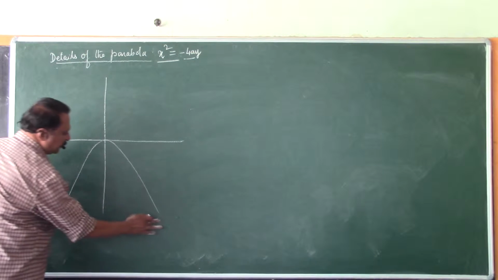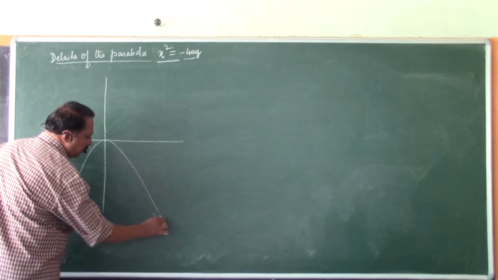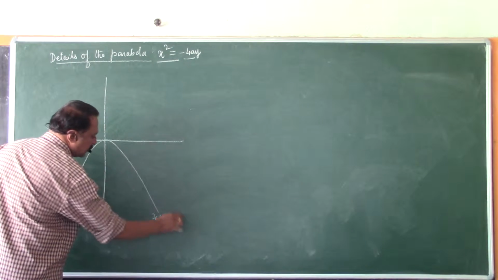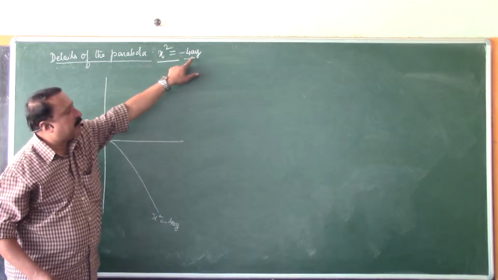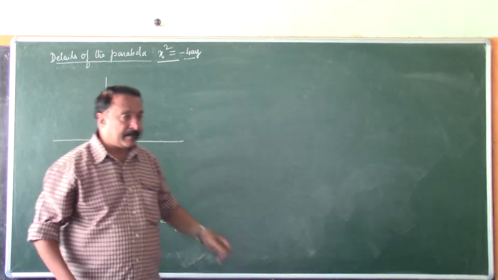And what is the equation of this parabola? x square equals minus 4ay. And as usual, x comma y is a point. This x and y is a point on the parabola.